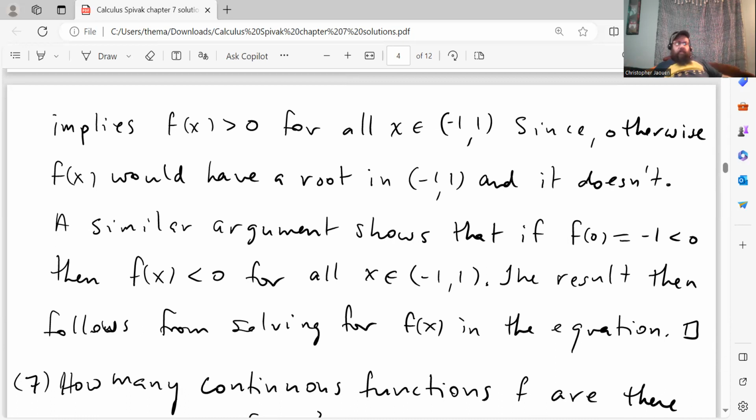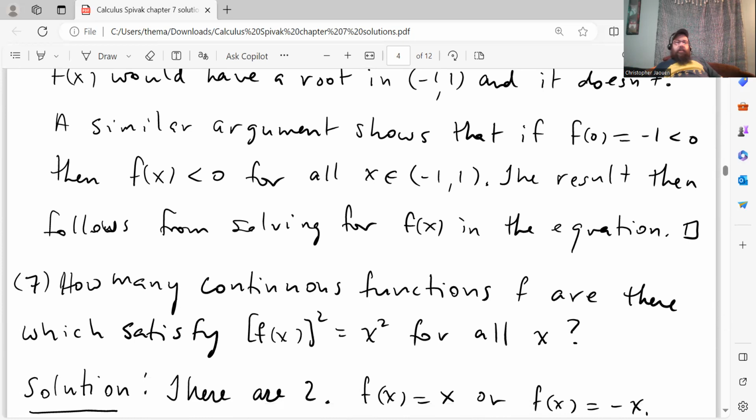Since it has no other roots in this interval, then it's always negative, in other words. So you just solve for f of x in the equation, and those are the only possible solutions.